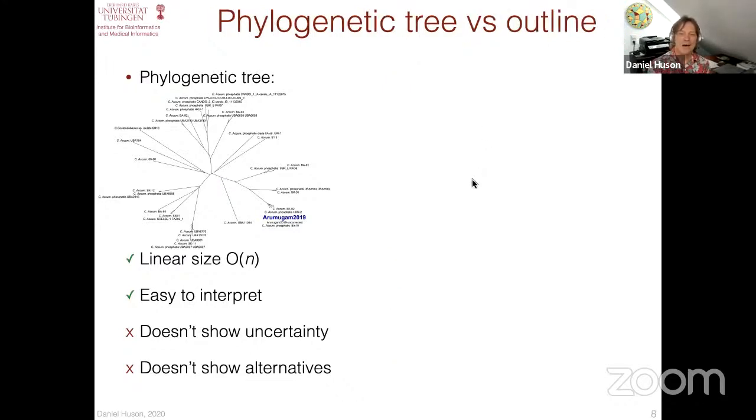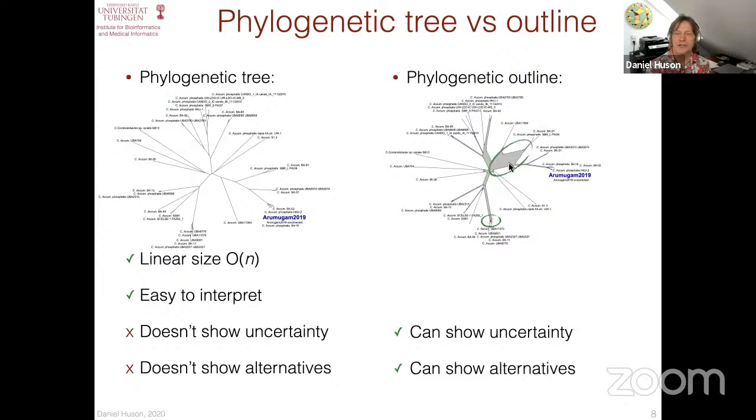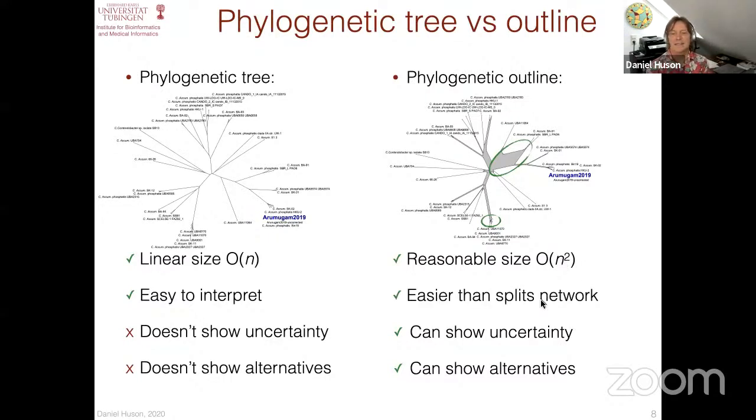And so we come up with these outlines that look like this. They look very much like the split networks, except you don't see all those details on the inside. So they can show uncertainty, so you still have a little bit of uncertainty visualized here, and they still maintain that ability to indicate alternative groupings. But in terms of nodes and edges and so on, they only have quadratic size, and they're easier to interpret than those split networks. So this is a new visualization of phylogeny that we've come up with called phylogenetic outlines. So that's like the first part of this talk.